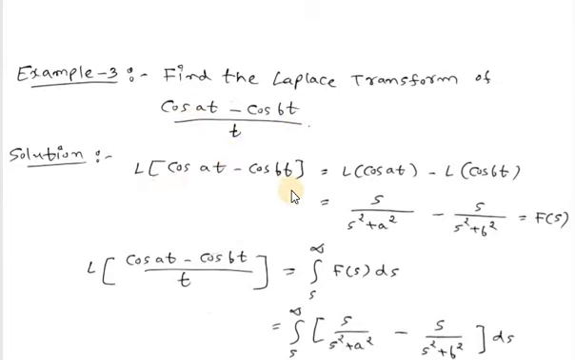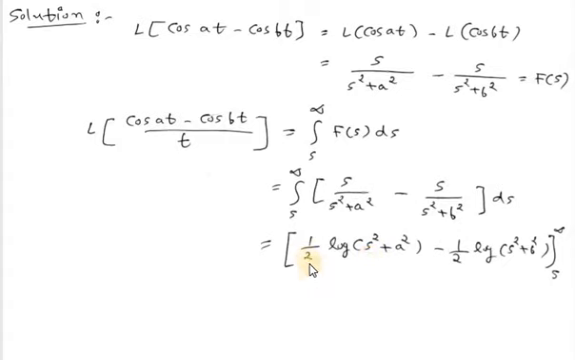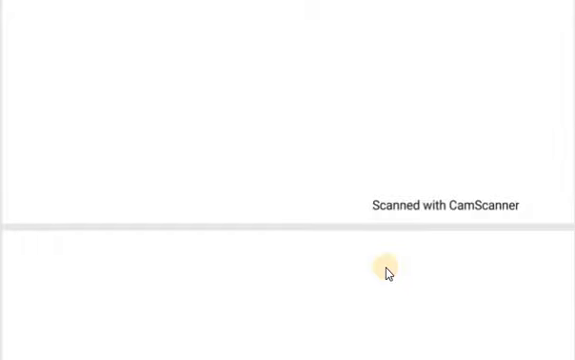Now multiply and divide by 2, you will get 2s over s square plus a square into 1 by 2 minus 2s over s square plus b square into 1 by 2. Now applying the formula of integration of f dash x over f x, that is logarithm of f of x, it will become 1 by 2 logarithm of s square plus a square minus 1 by 2 logarithm of s square plus b square, and limit is from s to infinite.